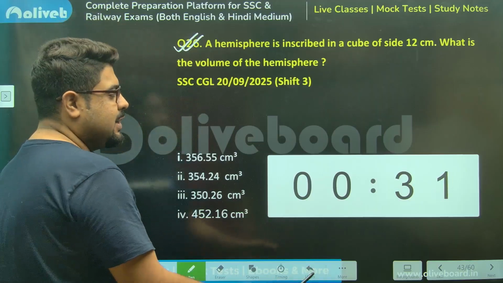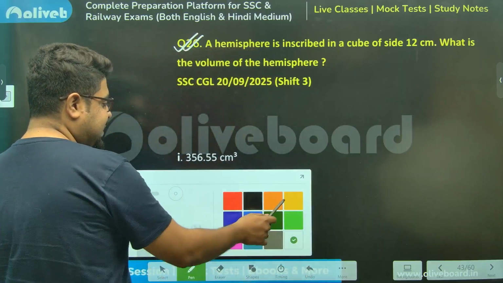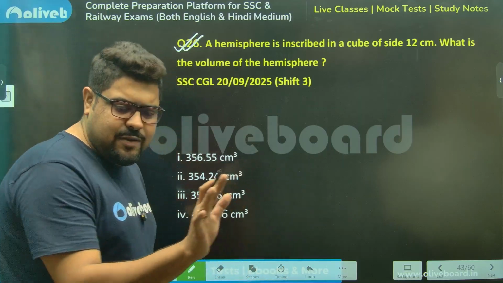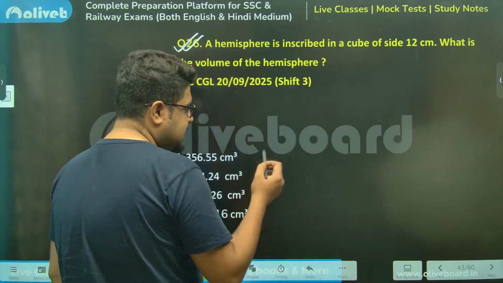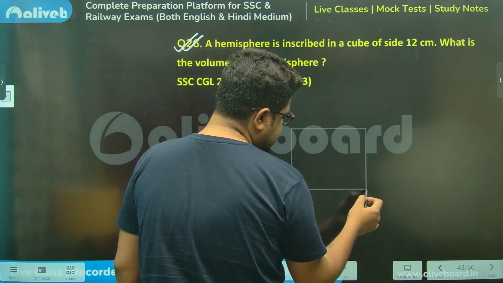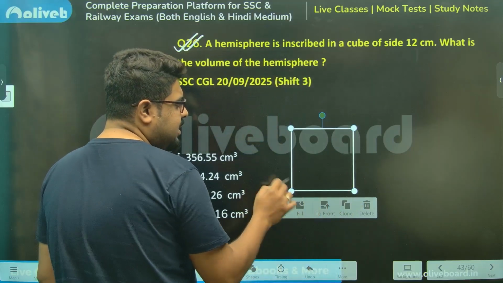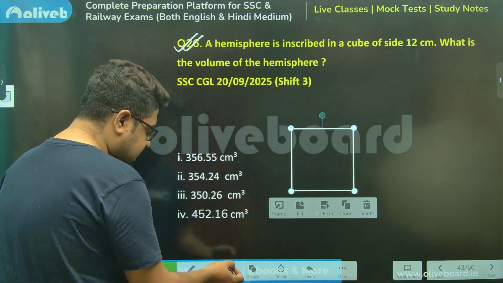Okay, 1 minute only I'll give. Done. I gave a little too much time. Hemisphere and cube. I'm giving you a very 2D type of representation just to make you understand. If there is a cube in 2D, it's a square, if I just look at this from a 2D perspective.